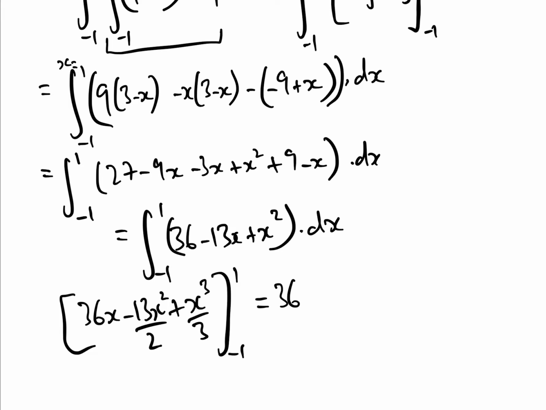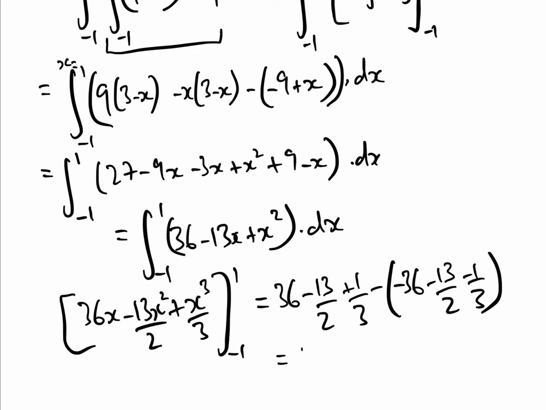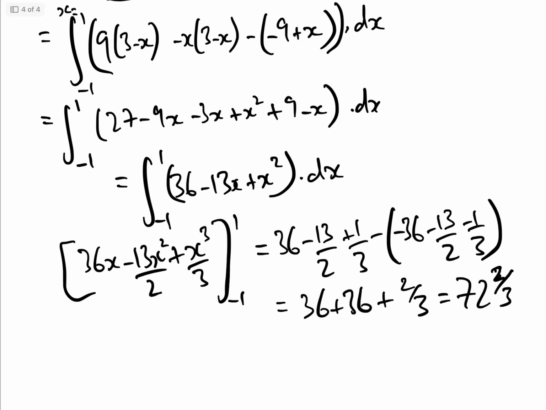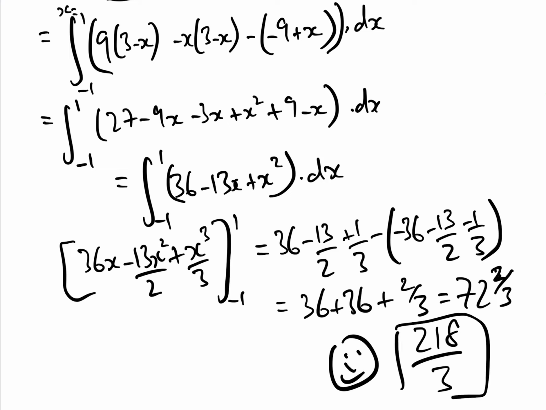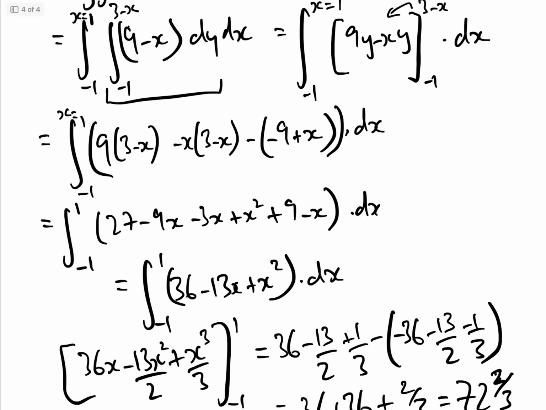Here we go, 36 minus 13 over 2, add a third, minus 36 minus 13 over 2 minus a third, which equals 36, add 36, add 2/3, which, hey presto, is 72 and 2/3, which is indeed 218 over 3. Phew! Well, I'm pleased about that, because otherwise we'd have had a problem. So there's the third type of question now confirmed.